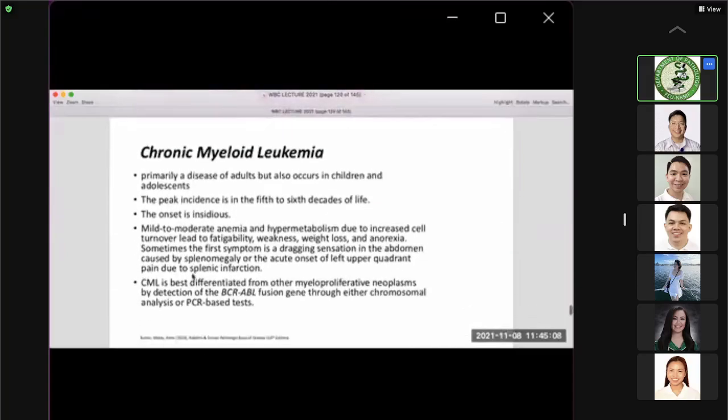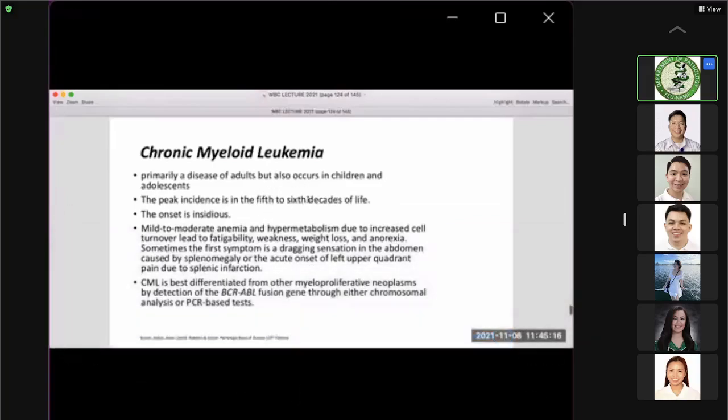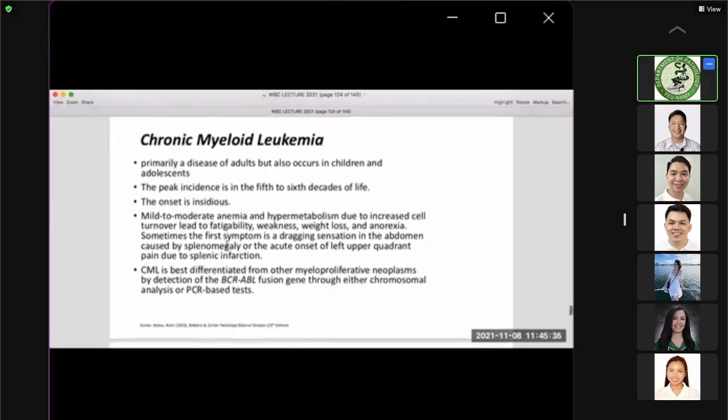Okay. CML is primarily a disease of adults, but also occurs in children and adolescents. The peak incidence is in the 5th to 6th decades of life, with insidious onset. So may mild to moderate anemia, and hypermetabolism with increased turnover. Yun ang magiging related manifestations secondary to that.